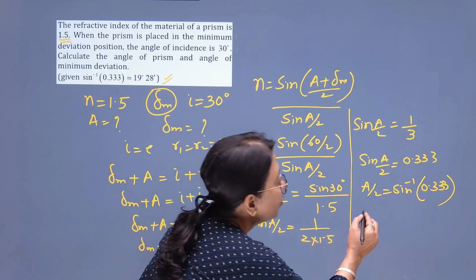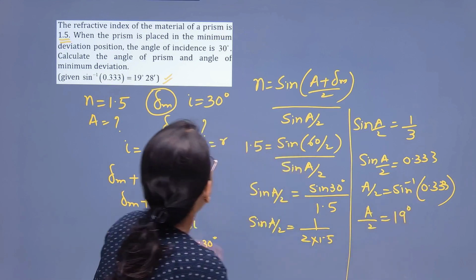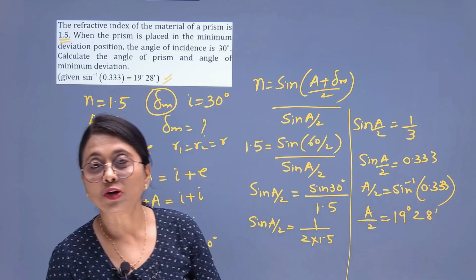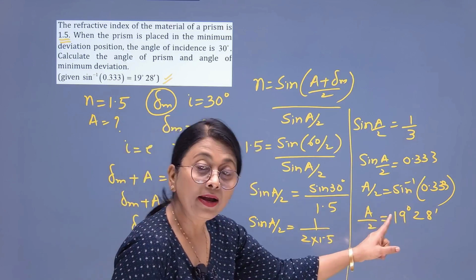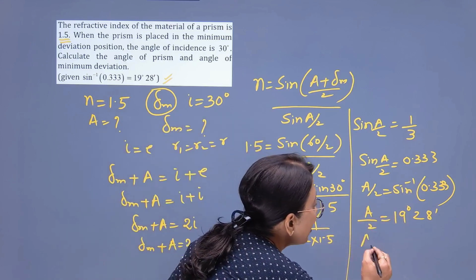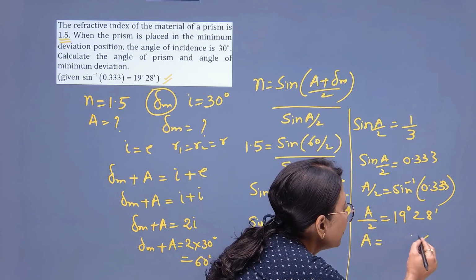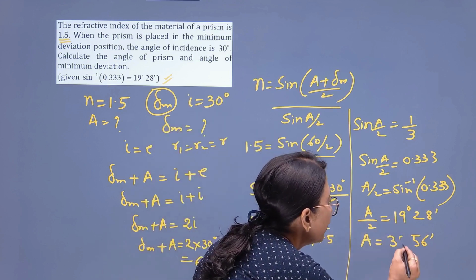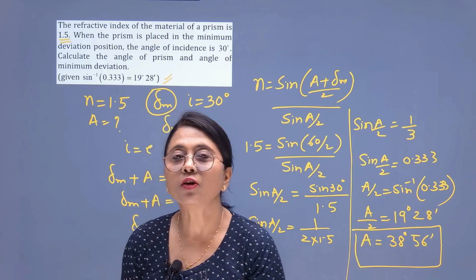So I put this value. So a by 2 will be 19 degree and 28 minutes. So I put this value. Now what to do? Cross multiply. जब cross करोगे बच्चों तो minute के साथ अलग, degree के साथ अलग. So this a की value will come out as, multiply this. This will be your 56 minutes. And this is your 38 degree. So we got it as 38 degree 56 minutes. We got the value of a.